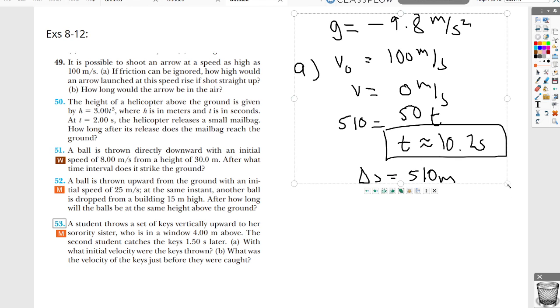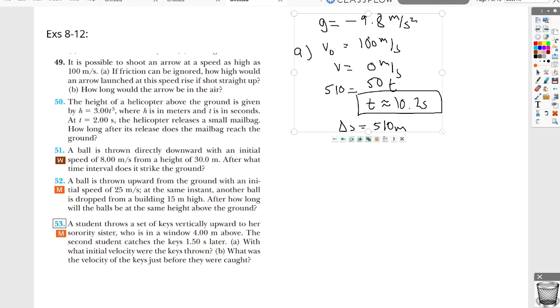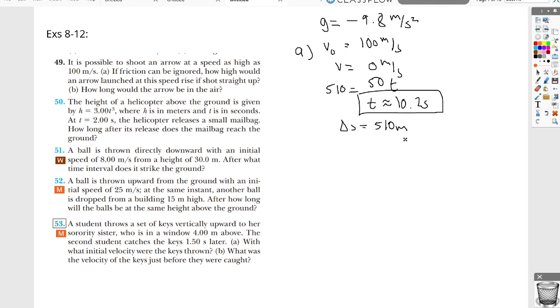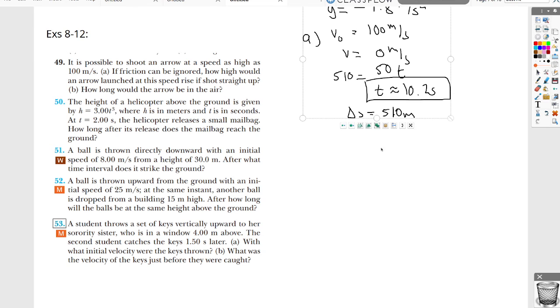The height of a helicopter above the ground is given by that function, h equals 3t cubed, where h is in meters and t is in seconds. At t equals 2, the helicopter released a small mailbag. How long after it's released does the mailbag reach the ground?